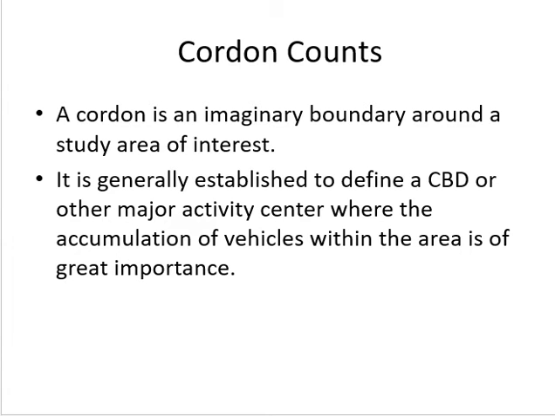Then the second specialized counting study is the cordon count. Cordon means a boundary. So you have an area, and along this area you establish a boundary. Establishing a boundary may not mean a physical boundary. You don't have to place a barrier around the area. Then how will people come in and go out?